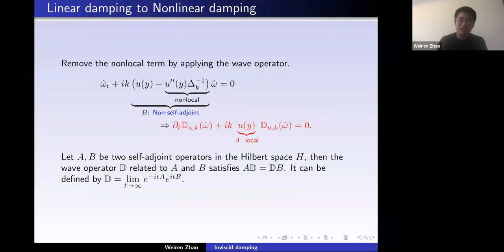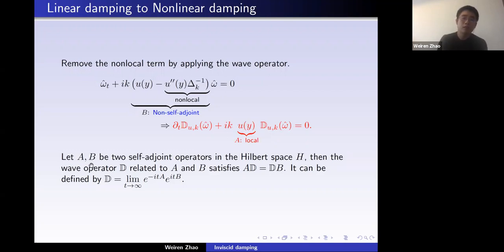A rough or direct idea is to say, okay, can we just kill this term? So this is the idea of a wave operator. If we apply the wave operator, we can absorb this term and make this term become local. So you only need to multiply by the wave operator. So this equation becomes local, and this one is non-local.